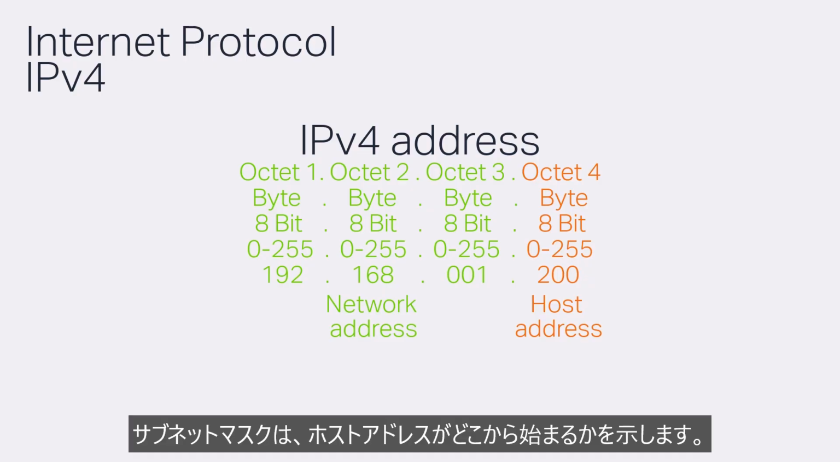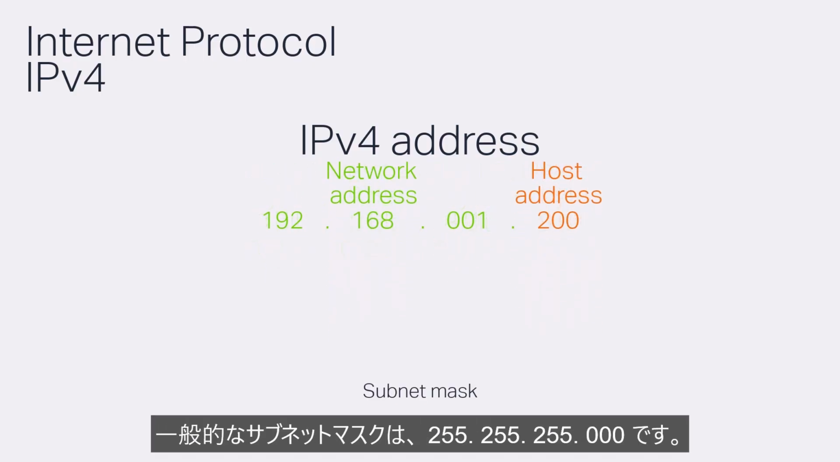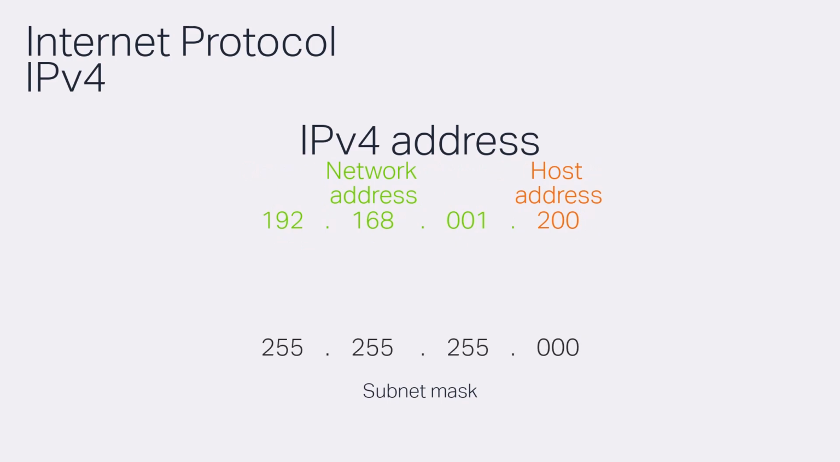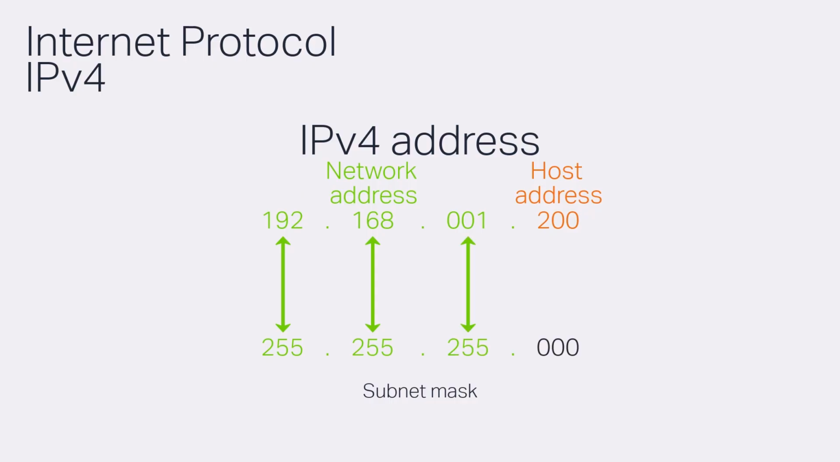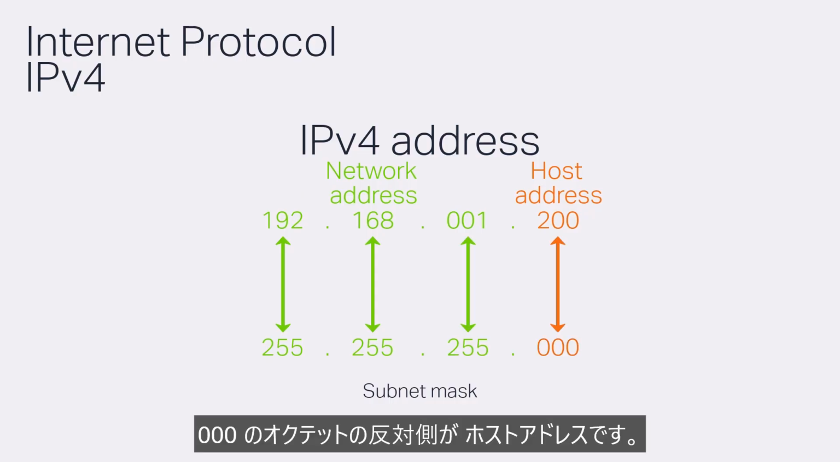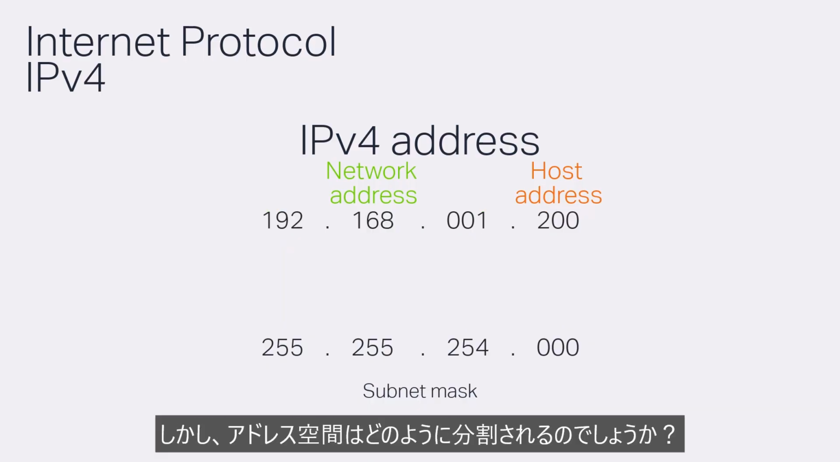The subnet mask is used to indicate where the host address starts. A typical subnet mask is 3 times 255.0. In this subnet mask, all the octets of the IP address that are opposite a 255 octet in the subnet mask belong to the network address, and the 0 octet identifies the host addresses. The network and host parts can be separated at any point, so a subnet mask of 255.255.254.0 would be possible. But how is the address space then divided?